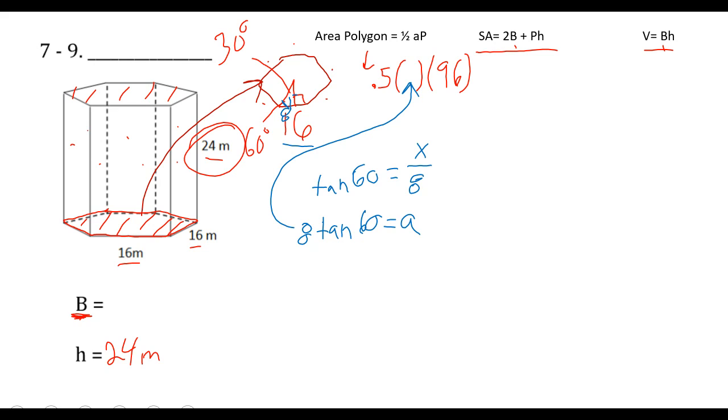0.5 times, you can write it in your calculator, times 8 tangent 60, and just put parentheses around everything here, times 96. I got about 665.108-ish, right? And then you can say meters squared, because it's an area. All right, so that's kind of half the battle there.